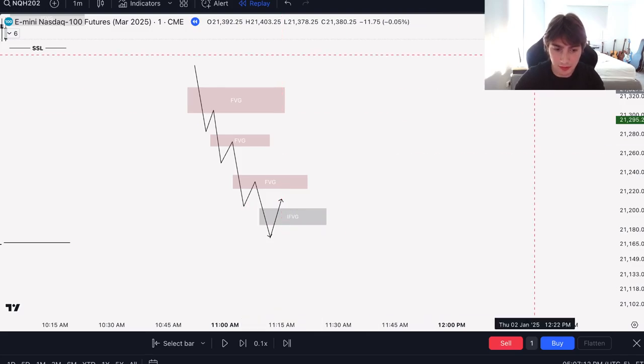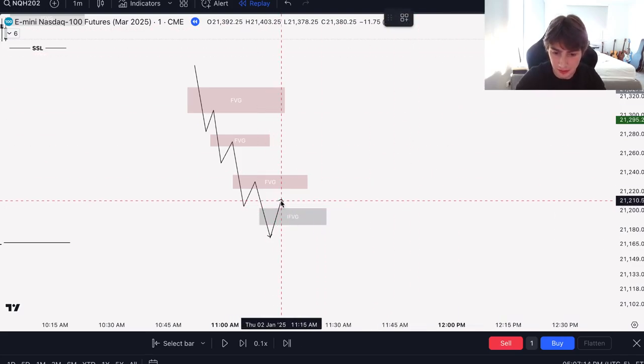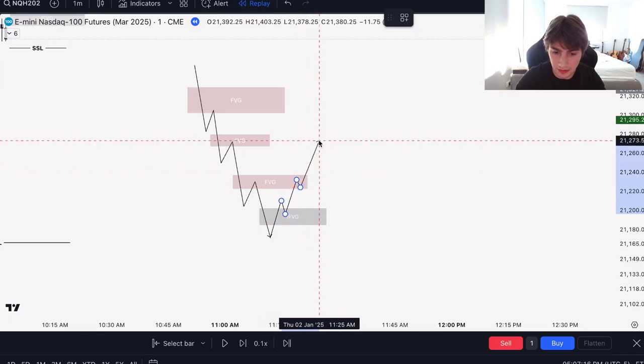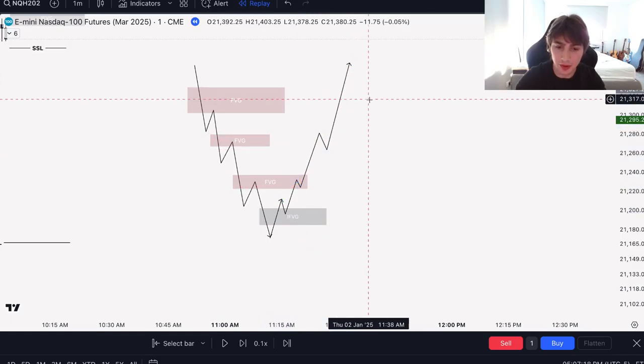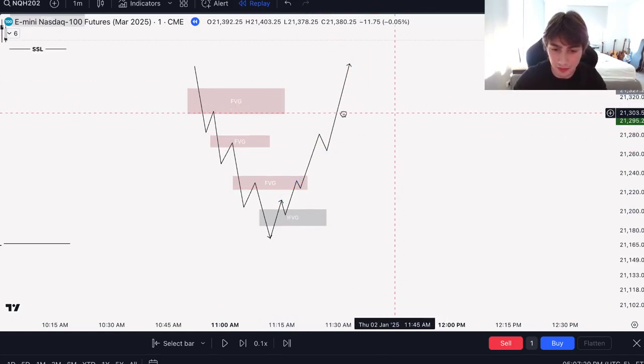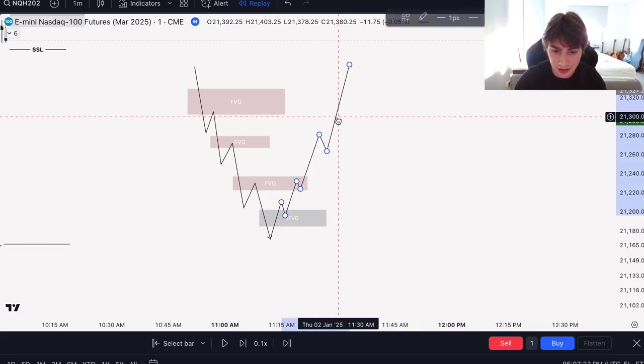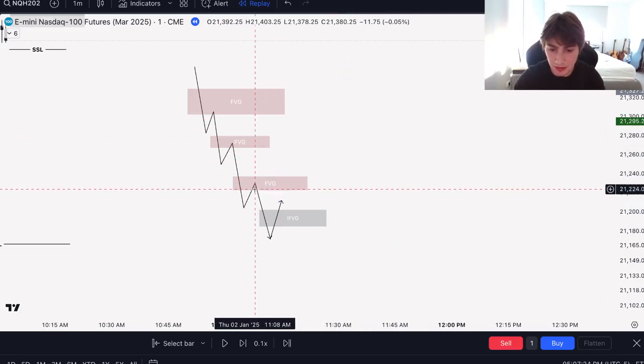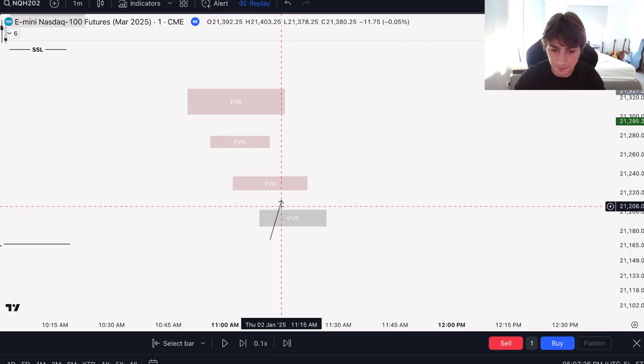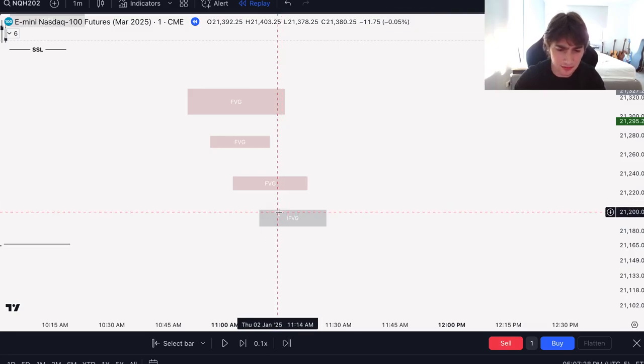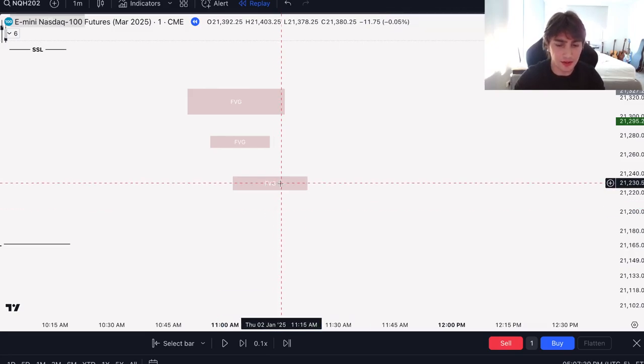Oops, I got a better drawing right here. You expect price to run higher. And so that's really the whole essence of IFVGs. They're great for catching reversals. And this same idea, of course, applies to the downside.